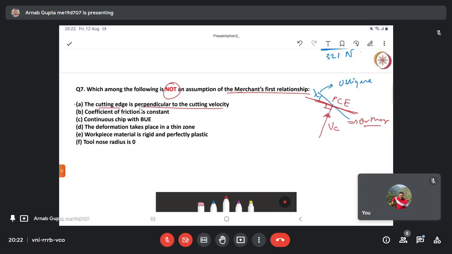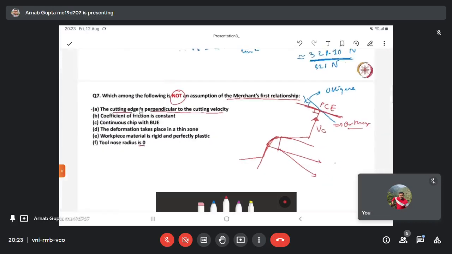Then coefficient of friction is constant. Tool, okay, let's eliminate the correct ones, like what are the correct assumptions? Let's eliminate that. Tool nose radius is 0. Yeah, this is also an assumption because I told you that due to this nose radius, there will be a deflection in the chip. Okay. So that is popularly known as the nose radius effect.